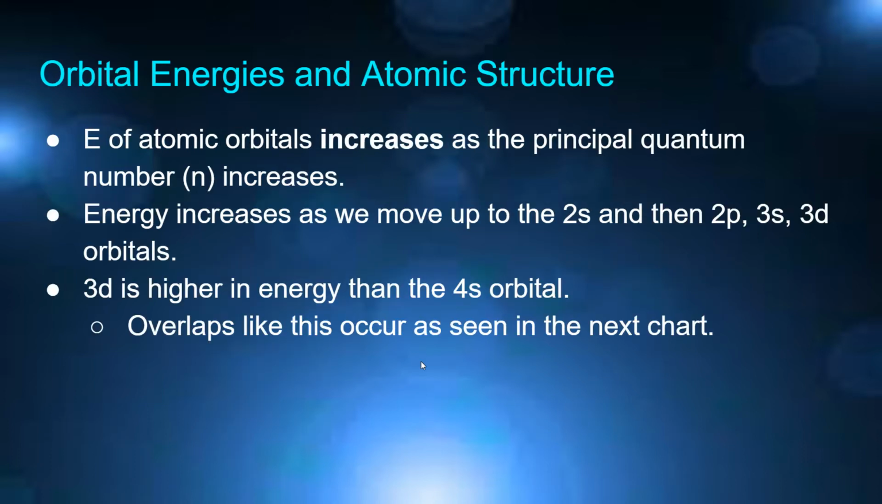All right. First, we're going to talk about what orbital energies are in the atomic structure. So energy of an atomic orbital increases as the principal quantum number increases. Basically, energy increases as we move up the 2s, the 2p, 3s, and 3d orbitals. We also can note that 3d is higher in energy than the 4s orbital, and overlaps like this are going to occur very often, and you'll see that in the next chart.